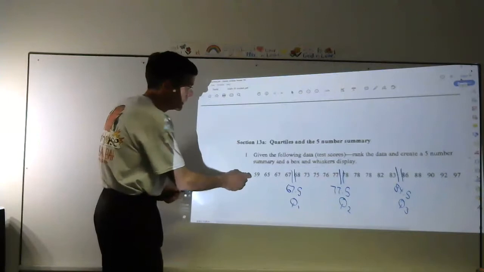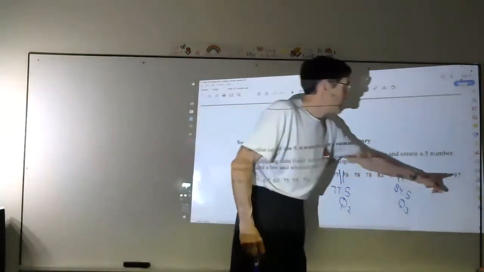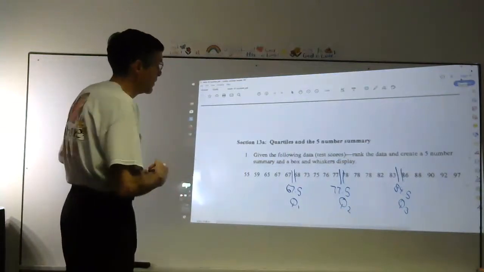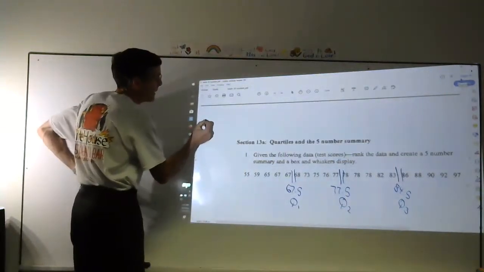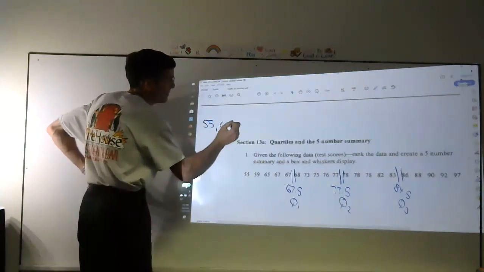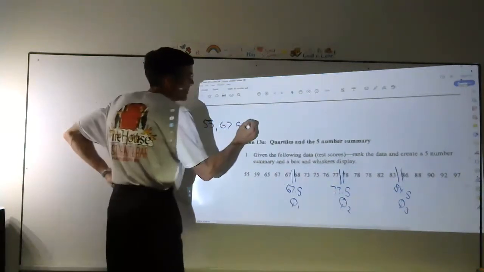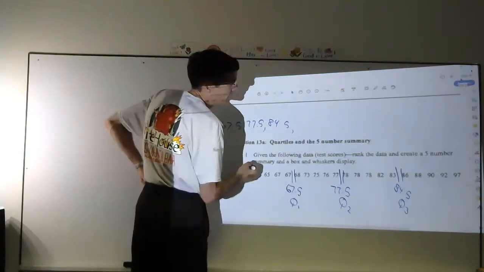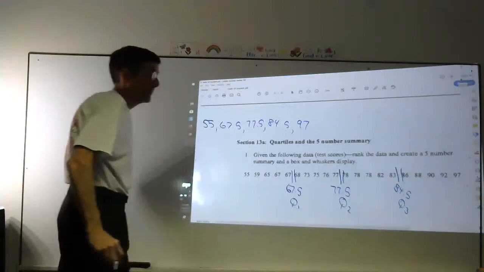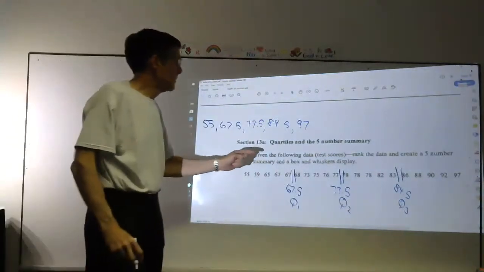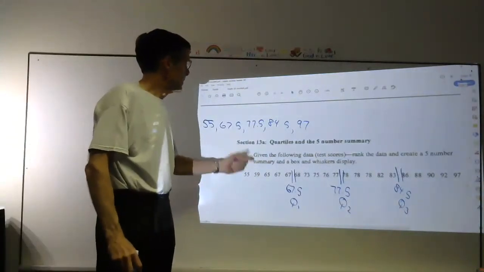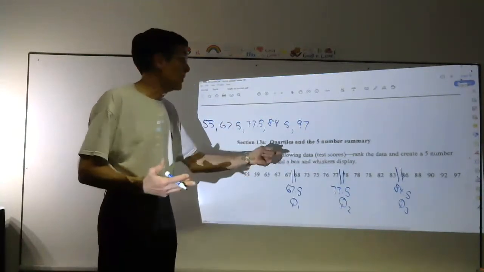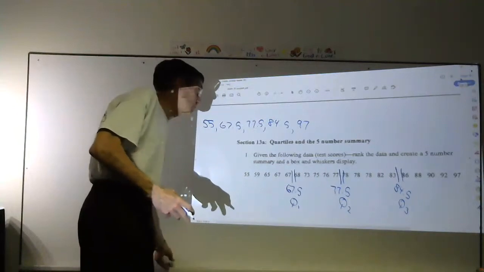55 is my lowest score. 97 is my highest score. The 5-number summary would be 55, 67.5, 77.5, 84.5, and 97. So we've ranked the data in order and we've got the 5-number summary. Now we want to do a box plot, or as it's called here, a box and whisker display.